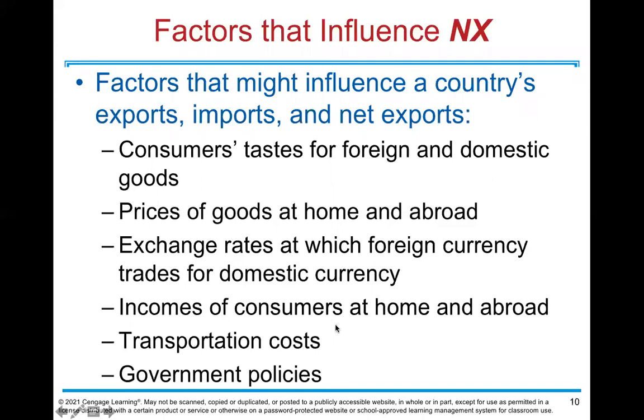Transportation costs play a big part. So, the North American Trade Agreement is based on the fact that we're all in North America: Mexico, Canada, U.S. Transportation costs are quite low for us being all on the same continent. So because of that, we may want to trade more. And a part of that is also government policies. Creating the North American Trade Agreement is a government policy that increased the amount of trade between U.S., Mexico, and Canada. So these are all factors that play a role in determining how net exports is going to look.